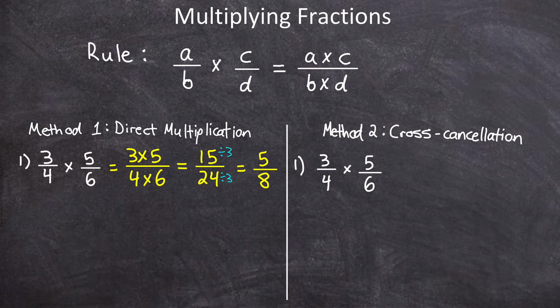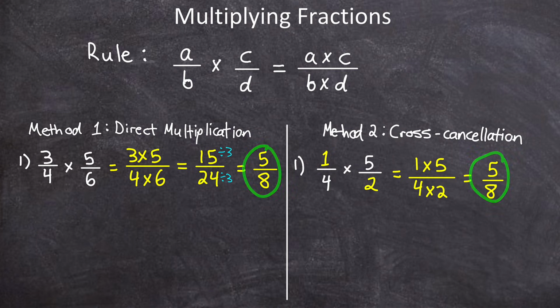So for example, if I look at this factor of 3 that's in the numerator, and this factor of 6 that's in the denominator, I know that they have a greatest common factor of 3. So I could divide both of those numbers by 3 to simplify this product. 3 divided by 3 is 1, and 6 divided by 3 is 2. And now I can find the product by multiplying the numerators, 1 times 5, and dividing that by the product of the denominators, 4 times 2, which gives me 5 over 8, which notice is the exact same answer we got by doing direct multiplication.